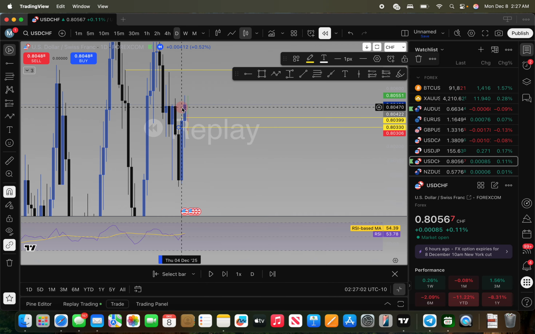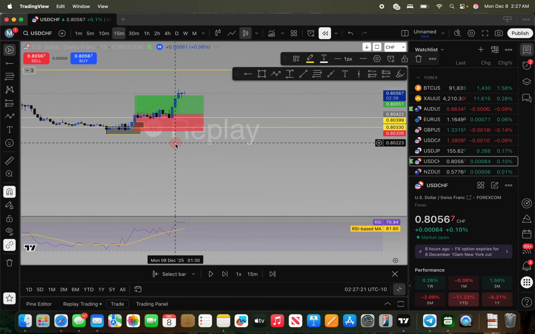And yeah, so this is the bar replay. So I marked out the key level. This previous daily candle pushed above this first daily candle. Now we move to the 15-minute.